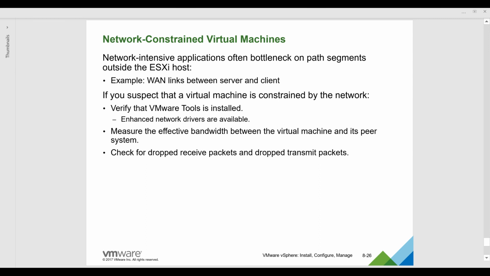Network constrained VMs. This is when you have applications utilizing the networks. It could be bottlenecking a segment, but this would be outside the ESXi host. The example they're given here is WAN links between a server and client. If you suspect a VM is constrained by the network, make sure VMware Tools is installed, because you'll get an enhanced network driver that has better performance. Measure the effective bandwidth between the VM and its peer system, and then check for dropped receive packets and dropped transmit packets.